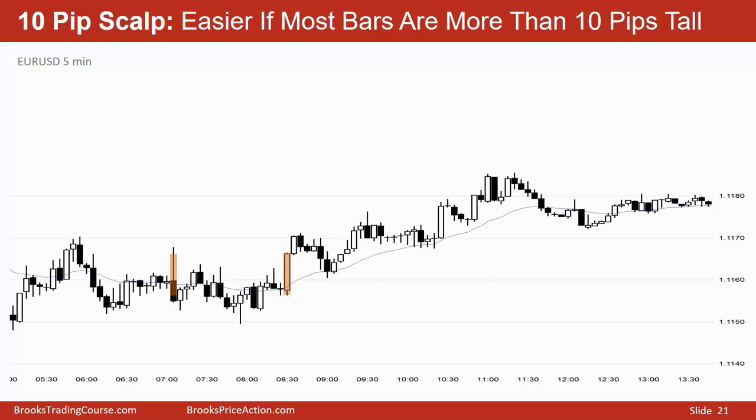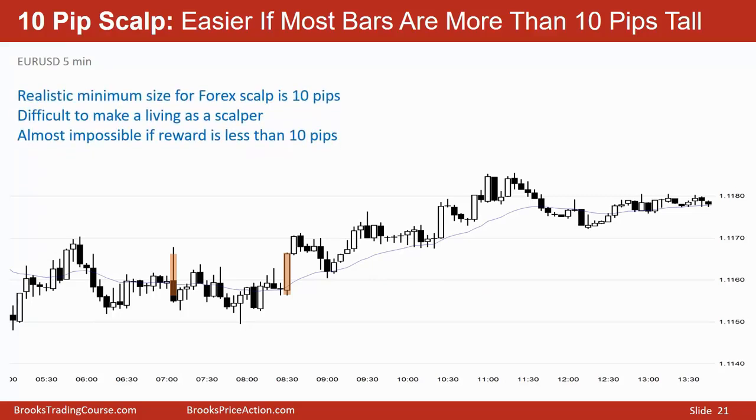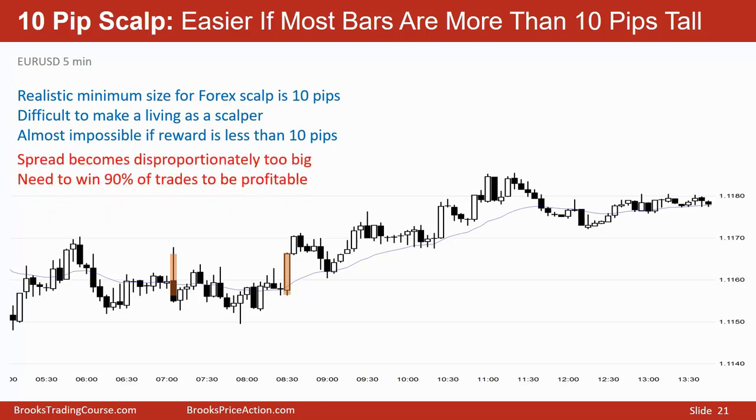Now, think about it. If most of the bars are smaller than 10 pips and you're trying to make 10 pips, it's really difficult to make a living as a scalper. And if you're deciding that you're going to go for a reward less than 10 pips, I seriously doubt that you'll make money. One of the problems with going for smaller targets is that the spread becomes disproportionately too big, and you end up having to win 90% or more of your trades to make money, and that's just not realistic.